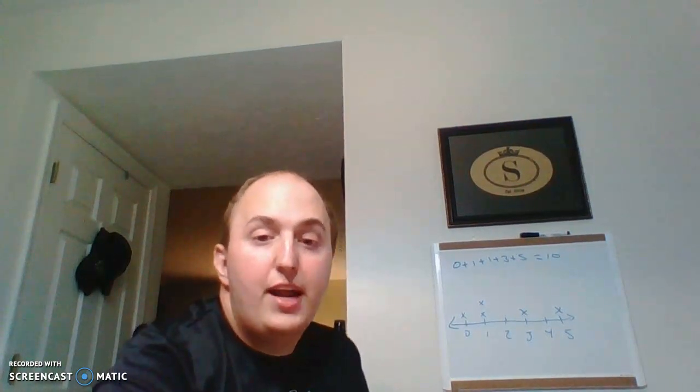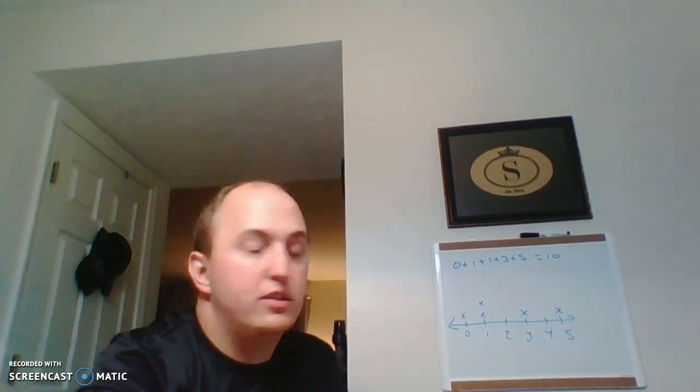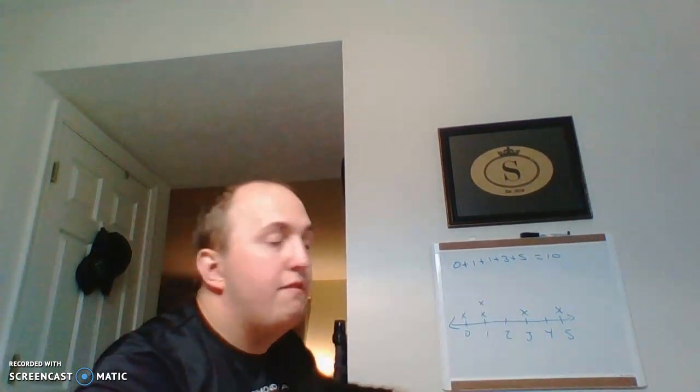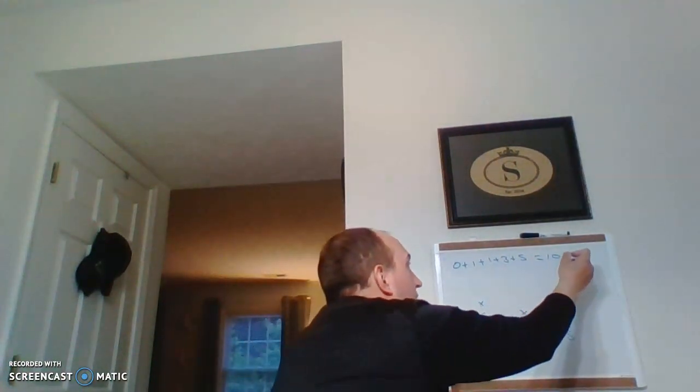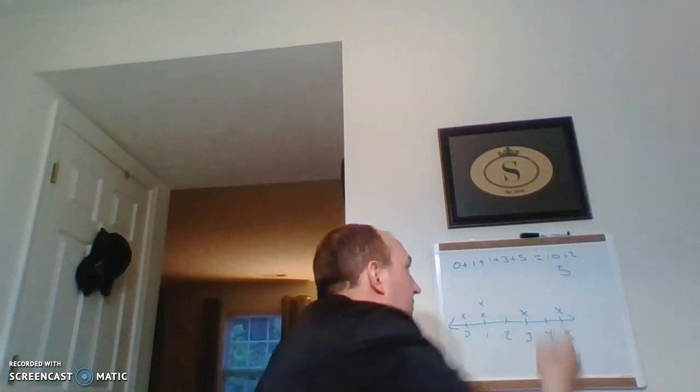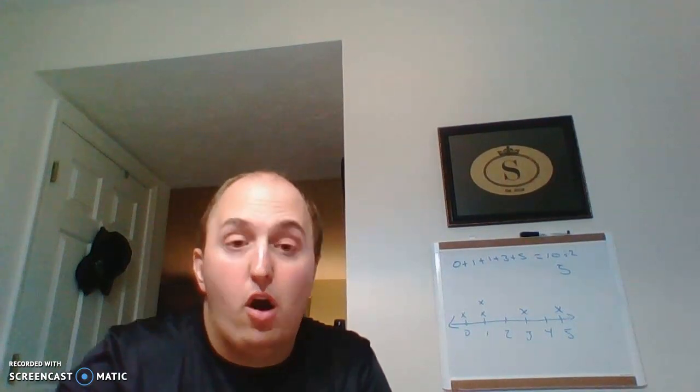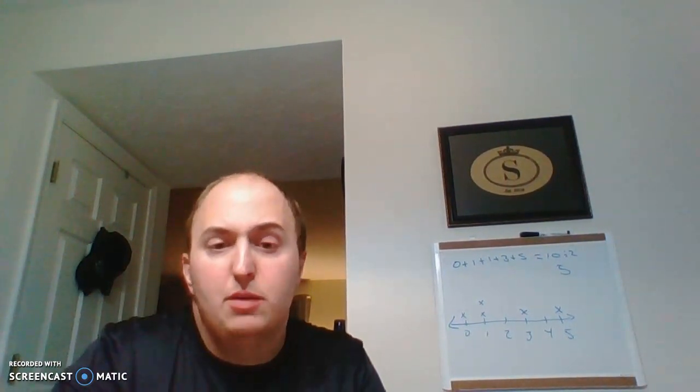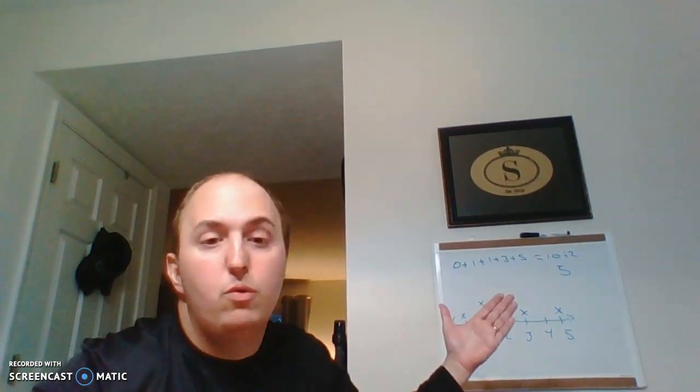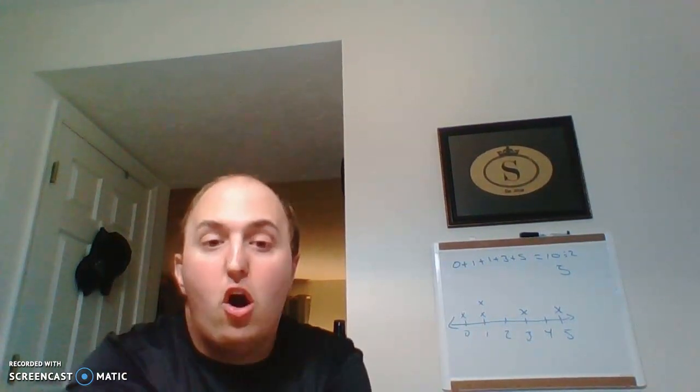And the last thing you do to find the average is just divide by how many x's there are. So we have 1, 2, 3, 4, 5 x's. So we divide by 5. 10 divided by 5, 2 is going to be our mean. It's that simple. You just add up the numbers they give you, divide by how many x's there are, and you get your answer.